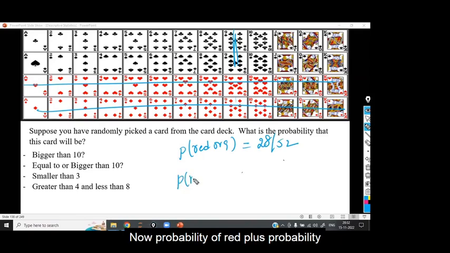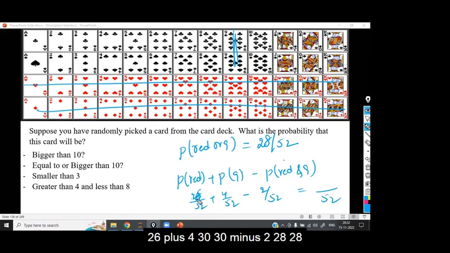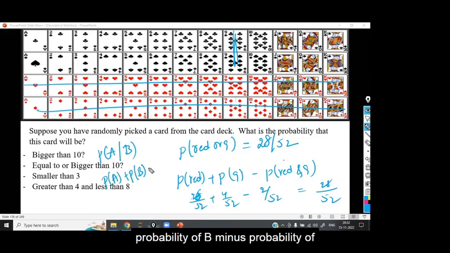Now probability of red plus probability of 9 minus probability of red and 9, which is equal to 26 by 52 plus 4 by 52 minus 2 by 52, which is 26 plus 4, 30, 30 minus 2, 28, 28 by 52. So the probability of A or B is equal to probability of A plus probability of B minus probability of A and B. Hence proved once again.